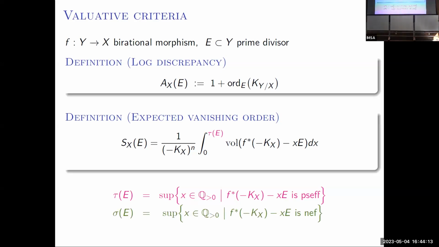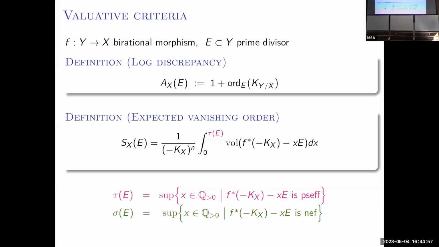So for instance, I define another threshold, the nef threshold. This is the maximum x that I can subtract from the pullback of the anticanonical divisor so that it is nef. So if my divisor is nef, so if x is less than or equal to sigma, then the volume is just the top self-intersection of the divisor. And so this is something very easy to compute. If you know your variety, you compute the top self-intersection, and then you just integrate it. So this is going to be a polynomial function in x.